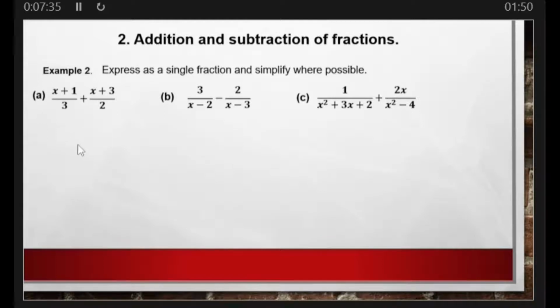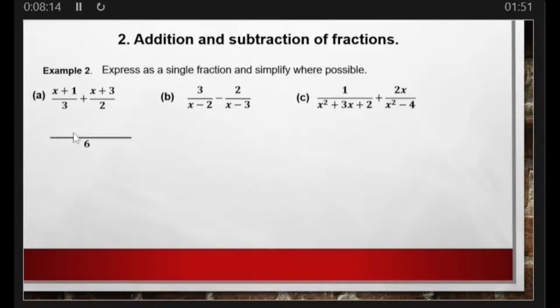So for us to be able to answer this question, we must put it into a single fraction according to the question. So how do we put these two fractions into a single fraction? It is by finding a common denominator in which 3 and 2 can go without giving a remainder. So what is that common denominator? We'll write a line here and we'll say 6.